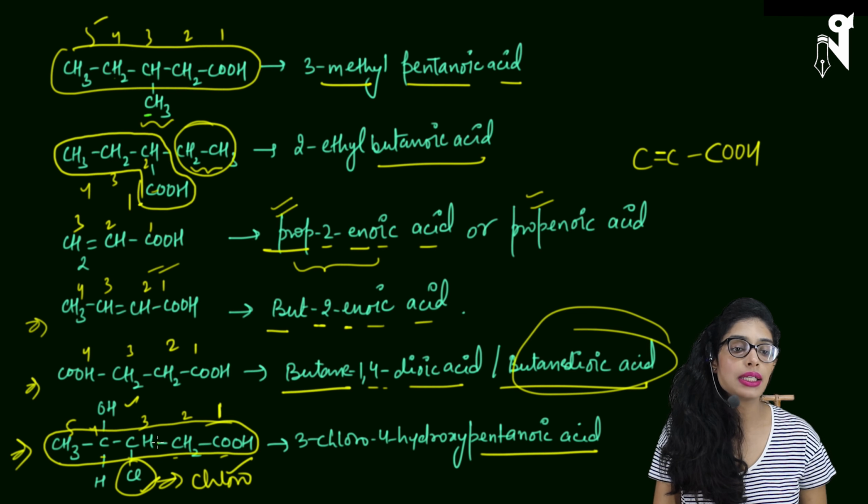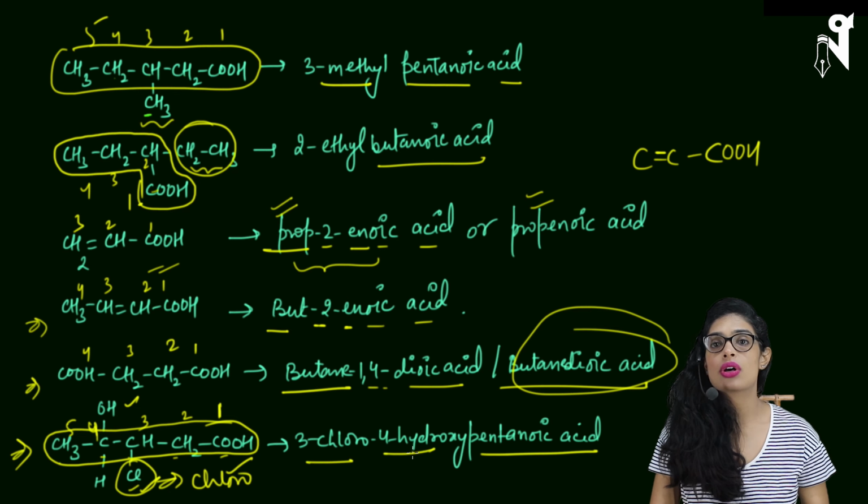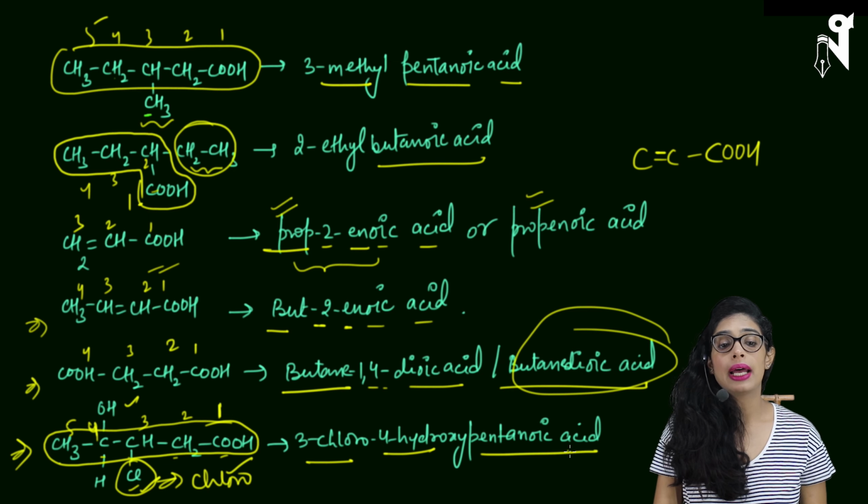Okay, so let's see the position of chlorine. Chlorine's position is 3rd and hydroxy position is 4th. So we'll be writing 3-chloro-4-hydroxy according to the alphabetical order, and pentanoic acid.